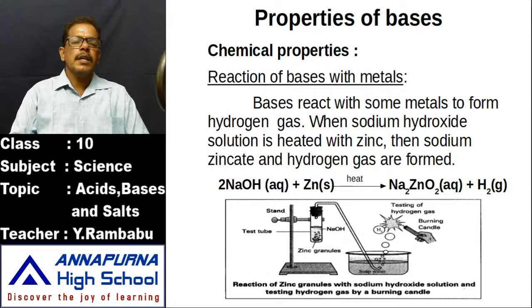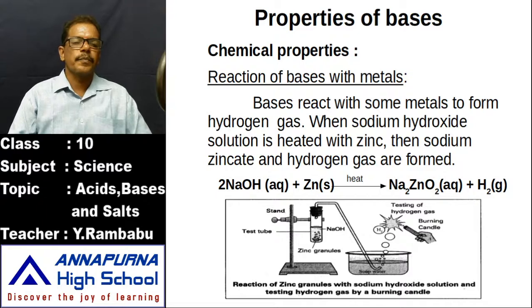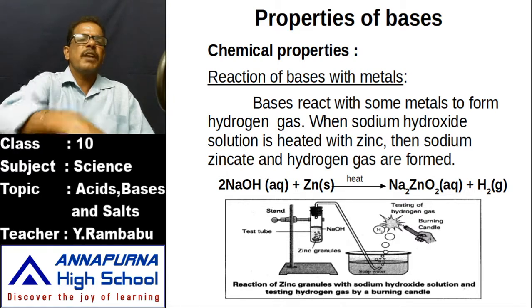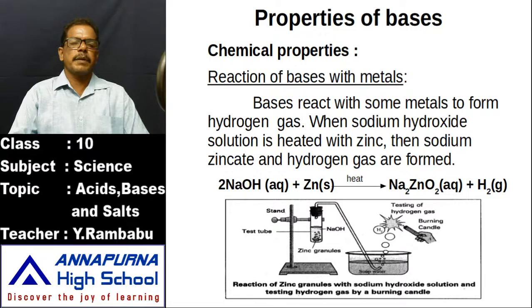Actually, in our lab, the sodium hydroxide is in the form of pellets. If the sodium hydroxide pellets are added to zinc, does the reaction take place? No. First prepare an aqueous solution of sodium hydroxide. How do you prepare that? Just take the required amount of water and add the sodium hydroxide pellets in the required proportion. Stir well with a glass rod. Then in the beaker, an aqueous solution of sodium hydroxide is prepared.